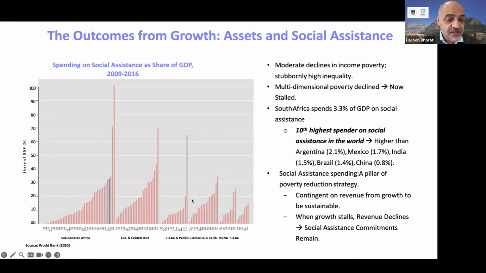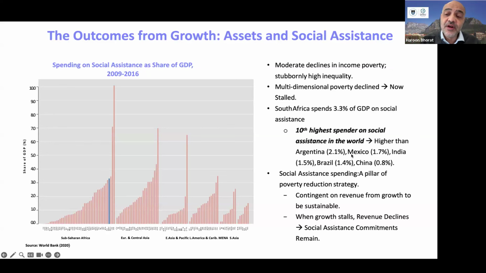So what does the data show? And that's the graph on the left. I just look at spending on what in the international literature is called social assistance, or what we would call social grants. Child support grant, old age pension. We are the 10th highest spender on social assistance in the world. Remember, in the emerging markets world, we're one of the lowest growing economies in that sample, yet in the entire world economy, we're the 10th highest spender on social assistance.